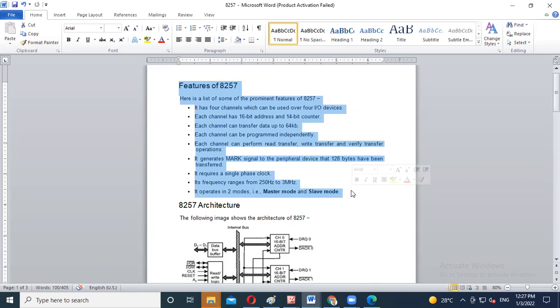And one more, the fourth one, it has a programmed independent clear output because of its independent nature. And the fifth main feature of 8257 is a very quick read and write transfer, and it is very fast. The reading and writing is very fast compared to the 8259 and 8086 microprocessor. That is very important, this is the fifth point. It means it saves time. Speed is more, reading and writing speed is more in the 8257.